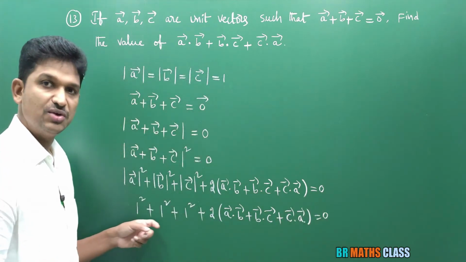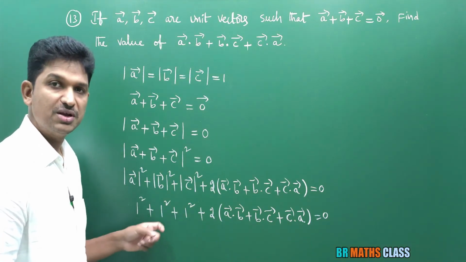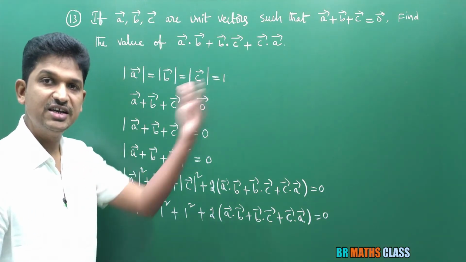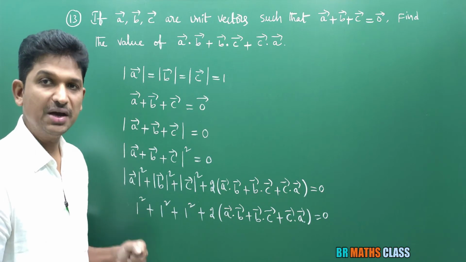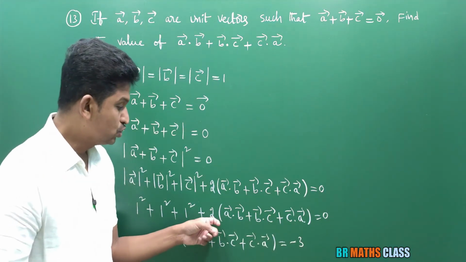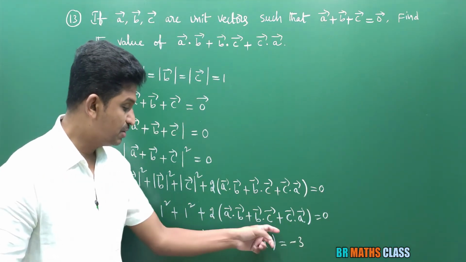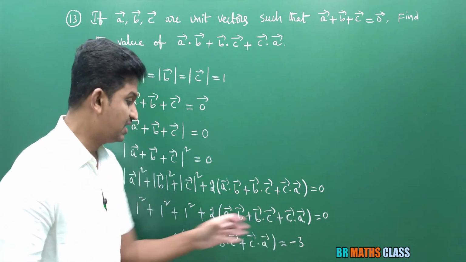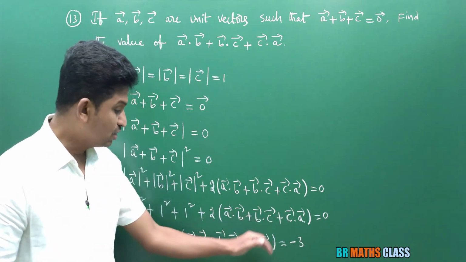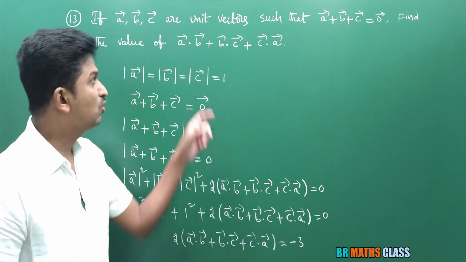Now 1 square is 1, 1 square is 1, 1 square is 1, 1 plus 1 plus 1 is 3. I'll take this 3 to the right hand side, then it will become minus 3. See what I got, 2 times of A bar dot B bar plus B bar dot C bar plus C bar dot A bar is minus 3. Actually I am not simplifying this because this is what I want to calculate.